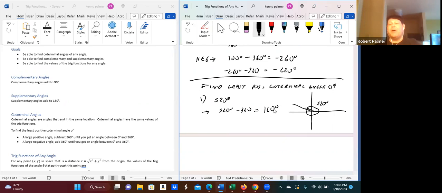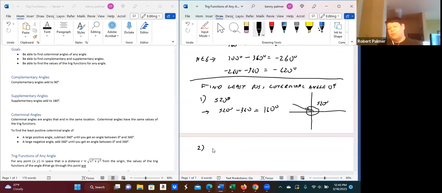So that's the least positive coterminal angle. Once again, you want an angle between 0 degrees and 360 degrees. That's what that means. And so its least positive coterminal angle is that 160 degrees. Those two end in the same place. Now, let's do a negative one.